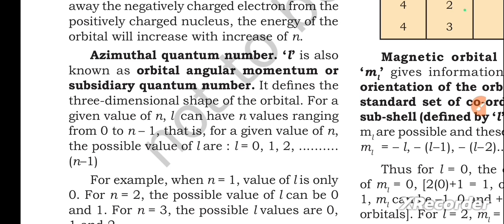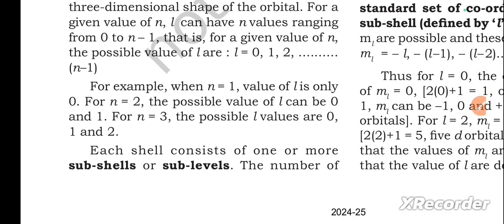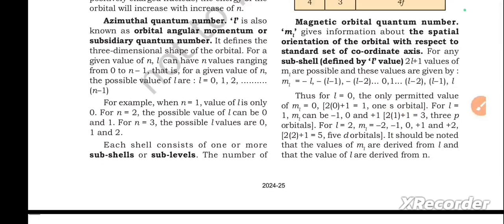Azimuthal quantum number l is also known as orbital angular momentum or subsidiary quantum number. It defines the three-dimensional shape of the orbital. For a given value of n, l can have n values ranging from 0 to n minus 1. That is, for a given value of n, the possible values of l are 0, 1, 2, and so on up to n minus 1. For example, when n equals 1, the value of l is only 0. For n equals 2, the possible values of l are 0 and 1. For n equals 3, the possible l values are 0, 1 and 2.